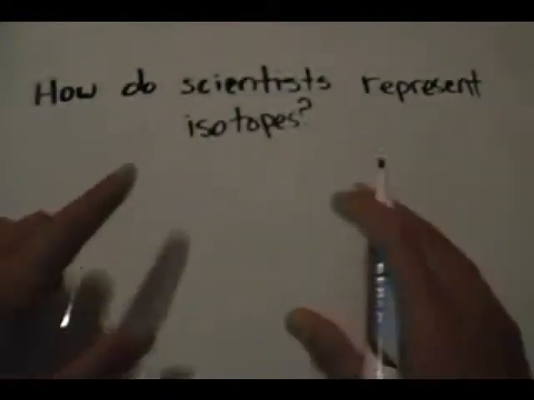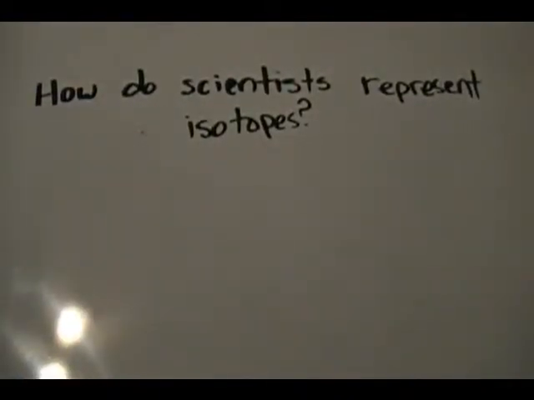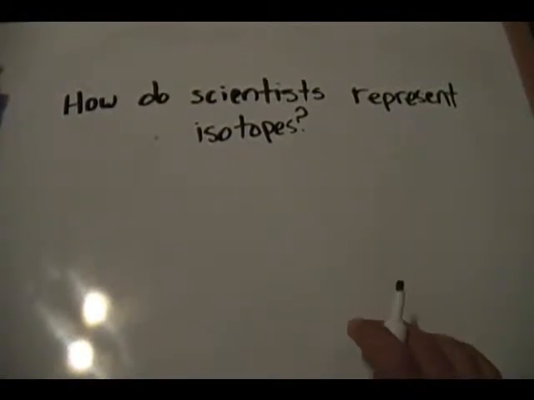So let me pose this question to you guys. How do scientists represent isotopes? You've already seen one representation of an isotope. Okay, how do scientists represent isotopes? That's the question that we need to address.